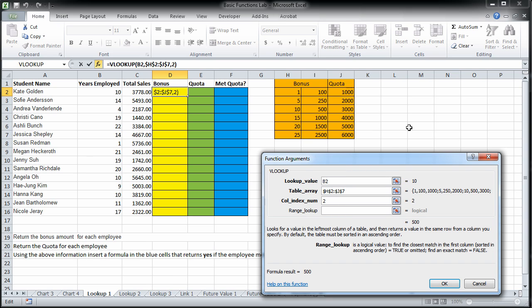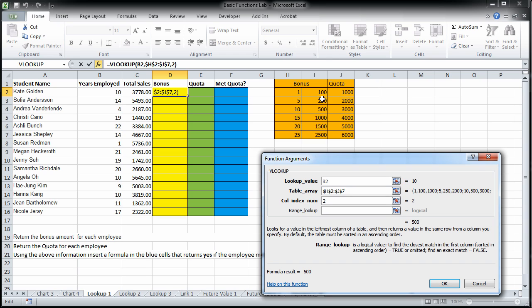Now the lookup range. Remember I said, well, wait a minute, we don't have a 2, 3, and 4. That means what we're going to do is find the closest match. Anyone that was employed 1 through 4 years would get the $100 bonus. As soon as they hit the 5th year, they move up to $250. But it's not till they hit the 10th year, even at 9 years, 364 days, they're not getting the 10-year bonus. They're going to get the $250 5-year bonus.